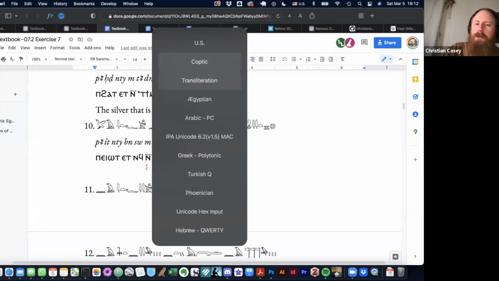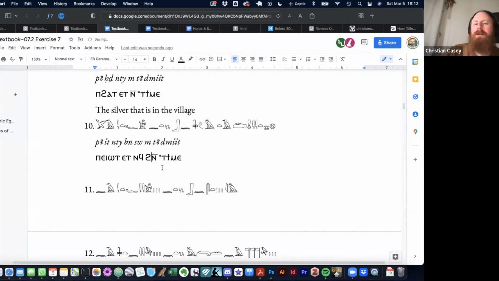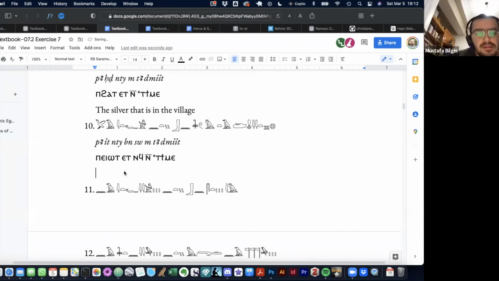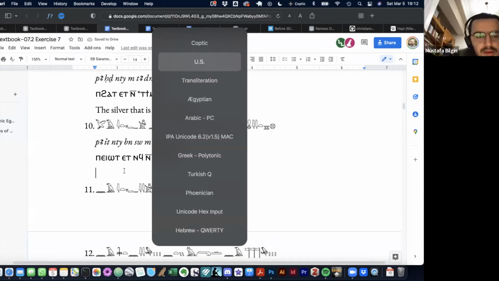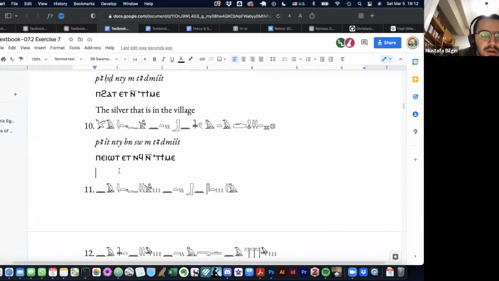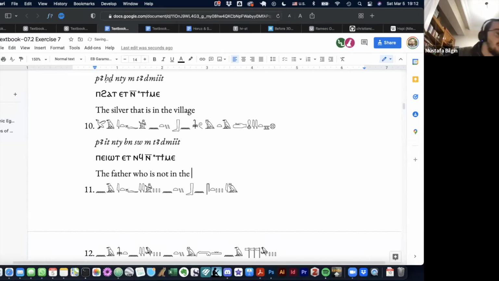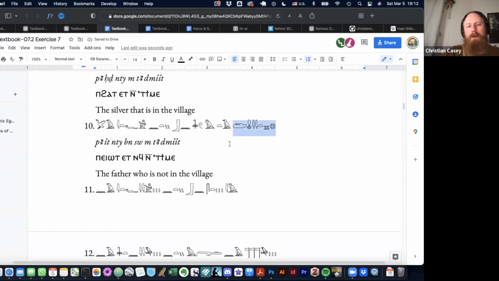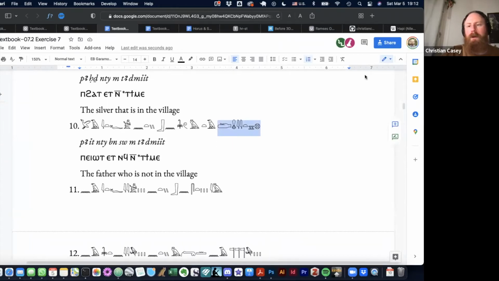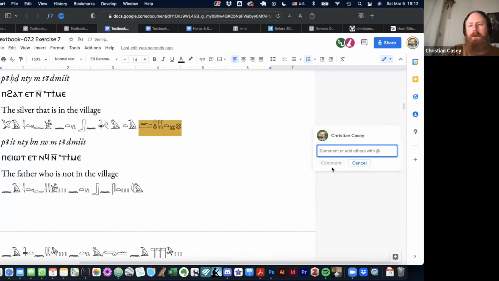Mustafa, you really want to use Coptic hen, which is correct according to Coptic. The father is not in the village. Yeah. I'm just going to put a note for myself here. I think I'm going to go into the exercises and change this word.